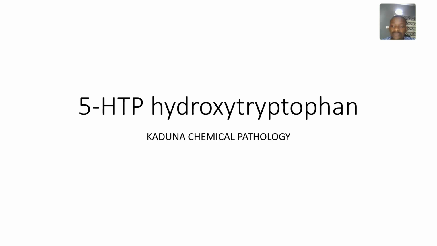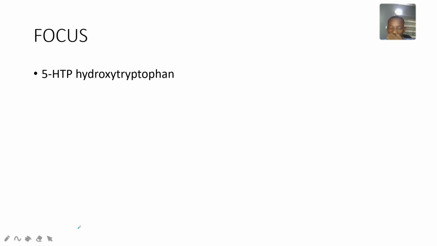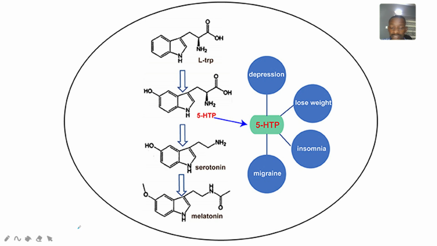Now, quickly let's look at the next abbreviation that students are likely to see in chemical pathology, and this is what is known as 5-hydroxytryptophan. So, what is 5-hydroxytryptophan and what are its uses? Okay, why do we mention it in chemical pathology? So, for the 5-hydroxytryptophan, you can see it here.